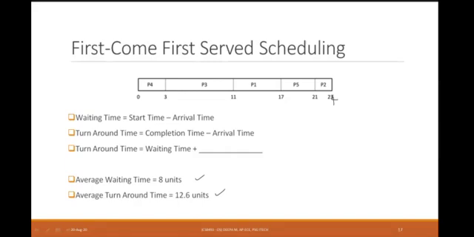So whatever we saw, waiting time was nothing but whenever it started its execution minus your arrival time. Similarly, what was turnaround time? Whenever it completed execution minus your arrival time. Can you tell me turnaround time as a function of your waiting time? Turnaround time is equal to waiting time plus dash, whatever it is. Can you find this out?